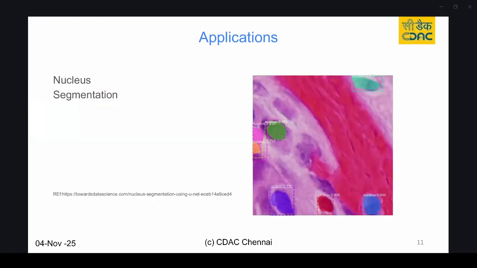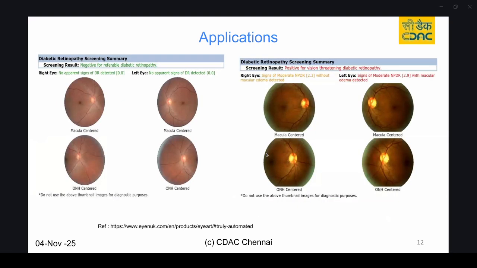So there are applications like nuclear segmentation from cell images, microscopic images, and also AI is predominant in detecting diabetic retinopathy from your retina images. So these are the abnormal retina images. These are the normal retina images. So abnormal retina images means the retina is damaged due to diabetes. So this can be classified by AI algorithms.